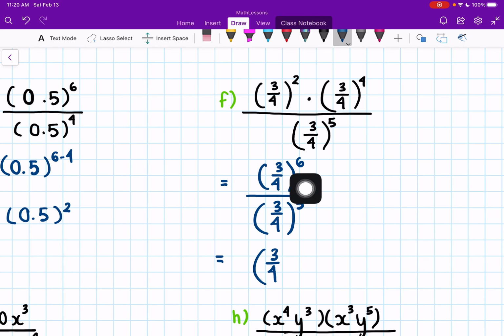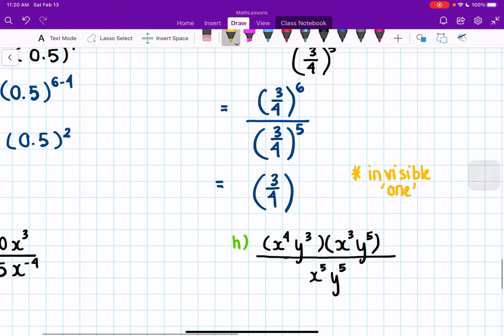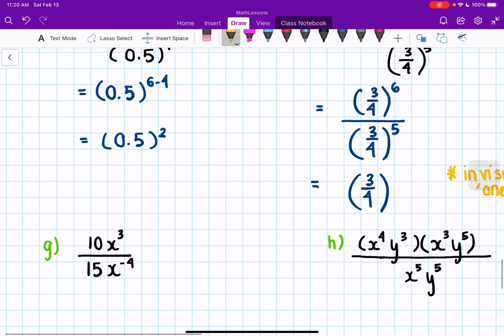And now we can work that out together, and that then is same base division, and the power is greater at the top. So we're going to go 3 over 4, and then it's 6 minus 5. And remember, we do not write that power 1 because it is the invisible one. So I'm just going to write this here just to remind you of the invisible one. Okay.